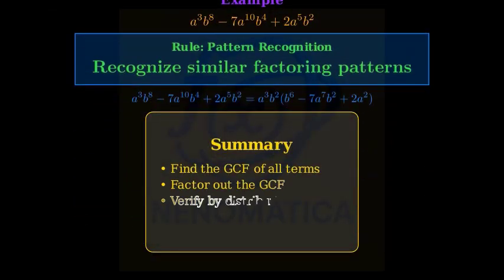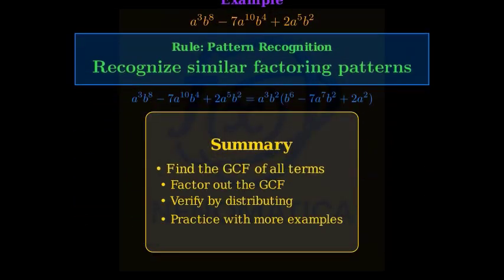Let's summarize what we've learned about factoring polynomials. First, we identify the greatest common factor by finding the smallest exponent of each variable and the greatest common divisor of all coefficients. Second, we factor out this GCF from each term in the expression. Finally, we verify our answer by distributing the GCF back to make sure we get the original expression.